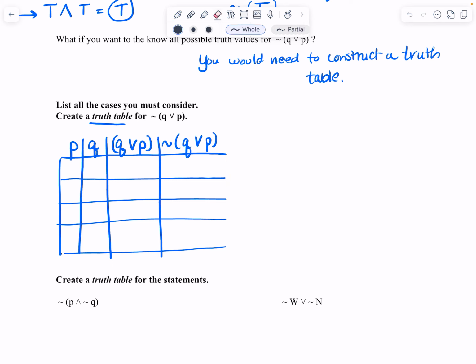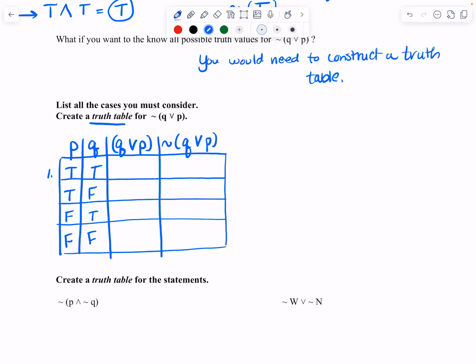I'm going to try to clean this up a little bit, which wasn't too successful with the eraser there, but okay. So when you have to make your own, the P column is always going to be true, true, false, false, okay? So 2 trues, 2 falses. The Q column is always going to be true, false, alternating. It doesn't change. So again, P is true, true, false, false, and Q is alternating true, false, okay? That gives me all possibilities.